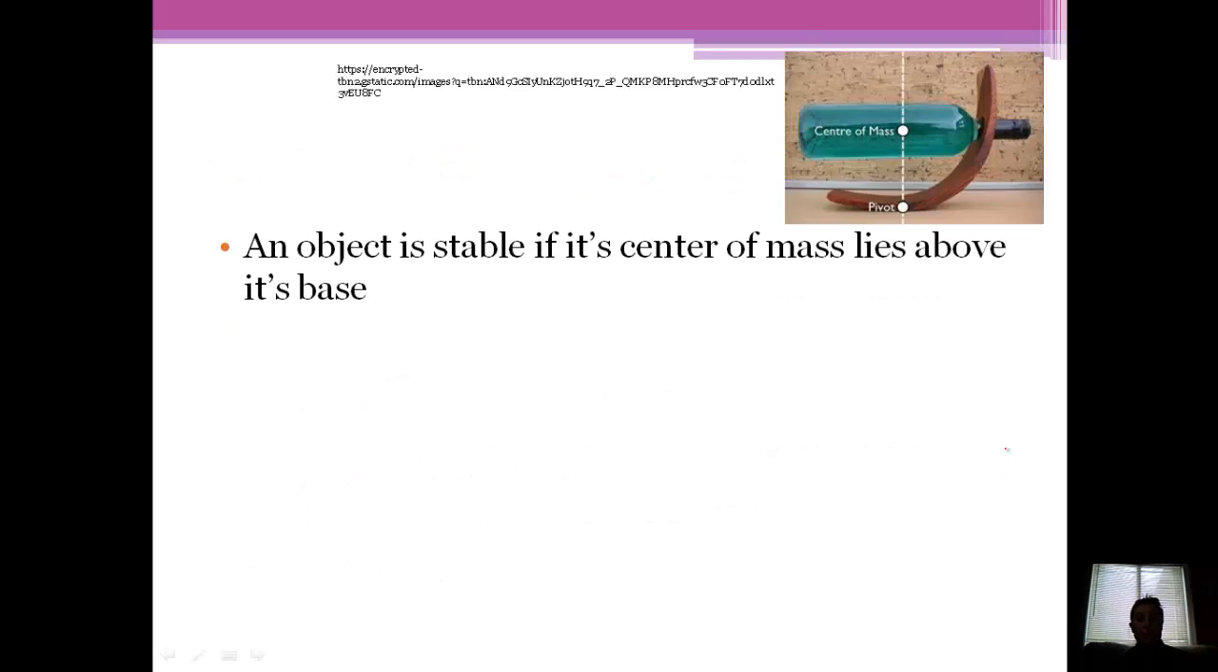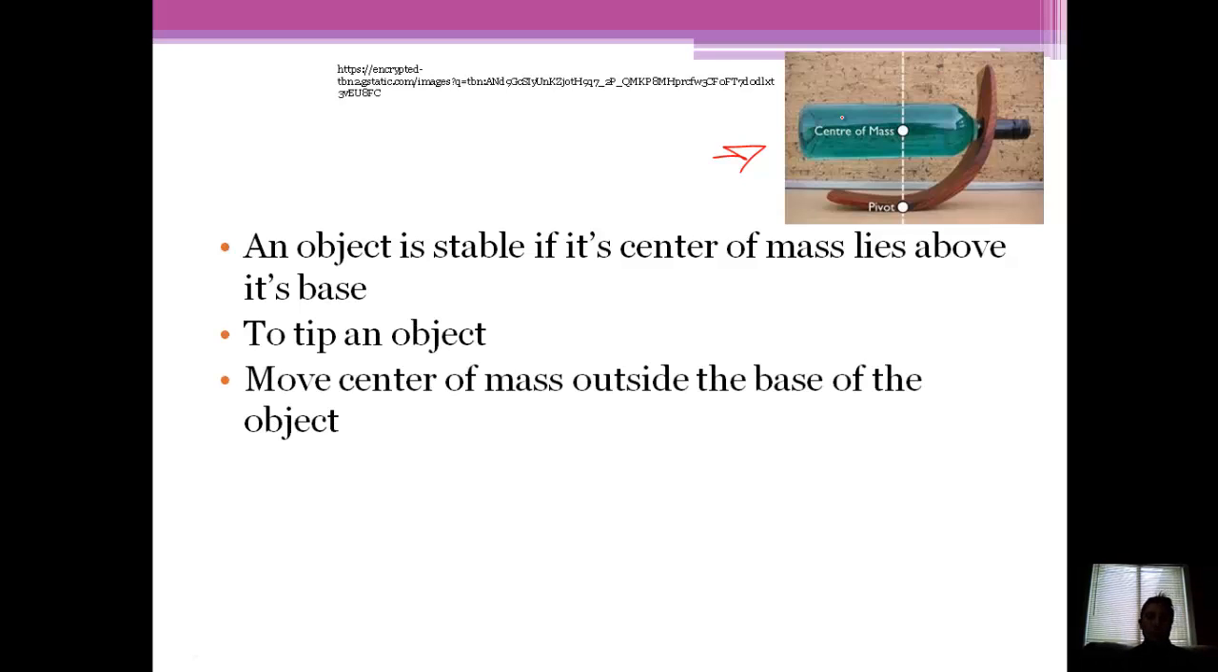So an object is stable if its center of mass lies above its base. And so if we take a look, I thought this was kind of cool. If you've ever seen these type of bottle holders, they work because of the center of mass. And you can see the center of mass is not directly in the center of this object, right? Because it's not regularly shaped.